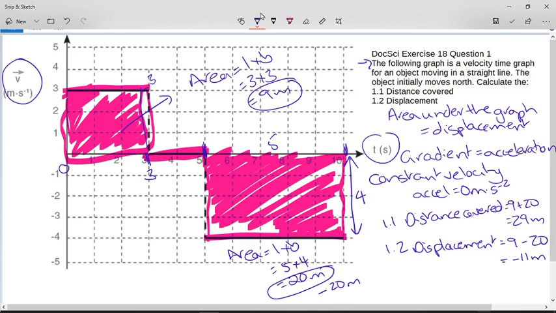We can't leave our answer as negative 11 meters. We need to give it a direction because it is a vector. So we are going to say the displacement is 11 meters, and if you check in the question, the object initially moves north. So if we have a negative value over here, it means this is south. So our displacement final answer will be 11 meters south. And that is the end of the question.